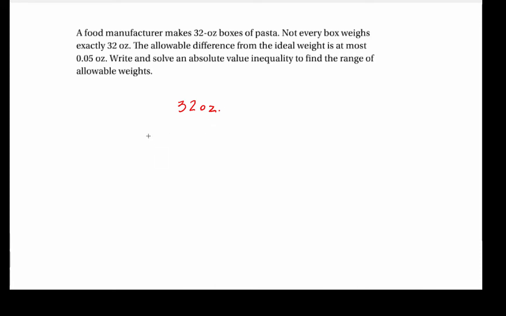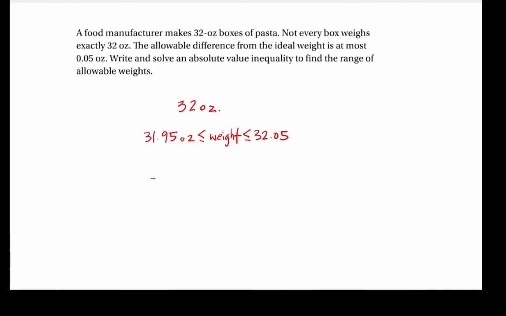So what's the range here? Well, our acceptable range of pasta boxes is between 31.95 ounces and what? 32.05 ounces. So this represents the situation here. The weight has to be between these two values, including those two values, in order to be acceptable. This is a compound inequality, but it is an and compound inequality.